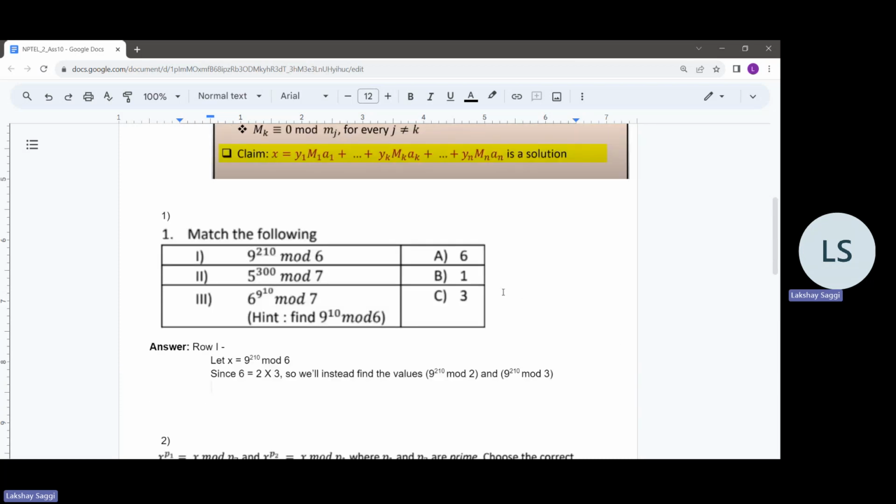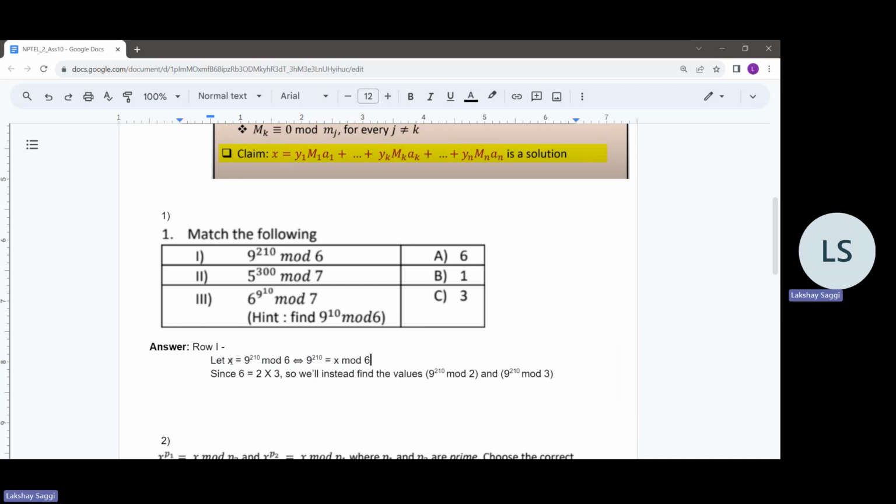What I mean to say is, we need to find something like this, right? That x is equal to 9 raised to power 210 mod 6. So we can write this similarly as this also. Like this is an implication sign that we need to find 9 raised to power 210 is equal to x mod 6, right? And we need to find out the value of x here. So this is the question.